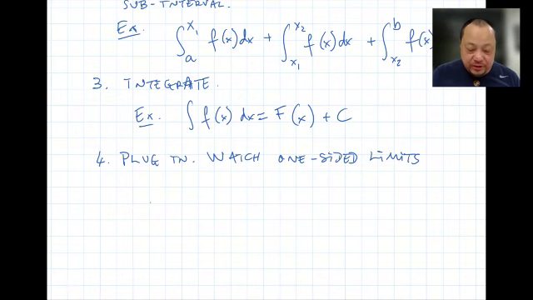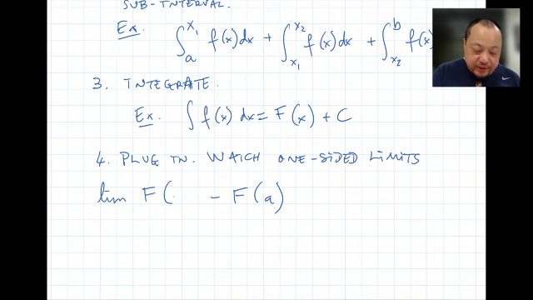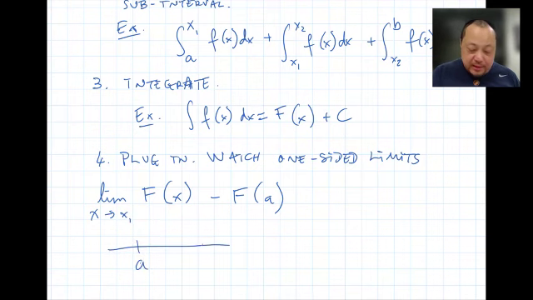So for example, the first integral would have been F(x1) minus F(a). Okay, it would have been that, except that it's not, because F(x1) is not continuous. So I have to make it the limit of F(x) as x approaches x1. Well, which side of x1? Well, here's a, here's x1. Then that means I'm approaching it from this side. So that's the first integral.